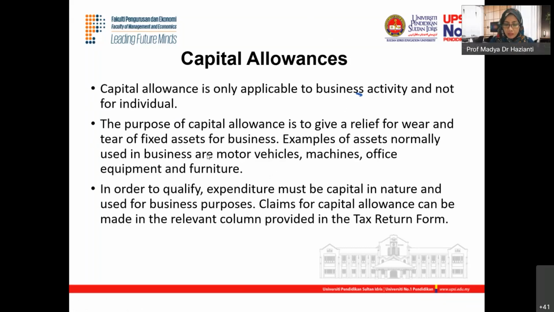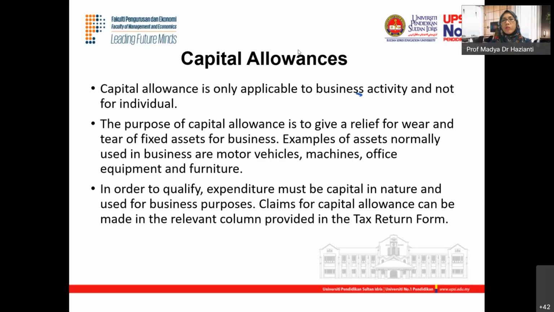Right, okay, so capital allowance only applicable to business activity and not for individual. So let's say kita kata, oh as an individual I want to claim capital allowance, boleh ke? No, tak boleh. Capital allowance hanya untuk business, business activity and not for individual.